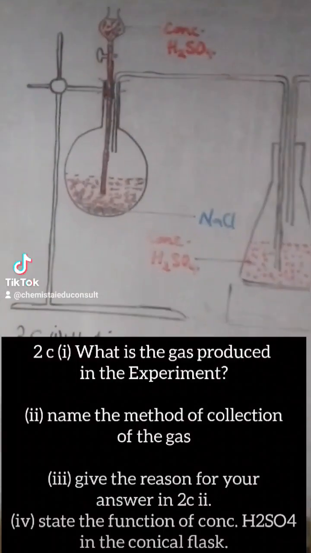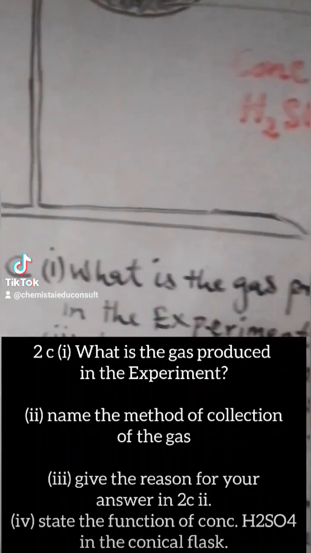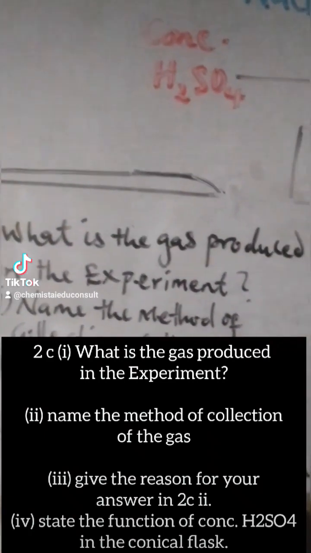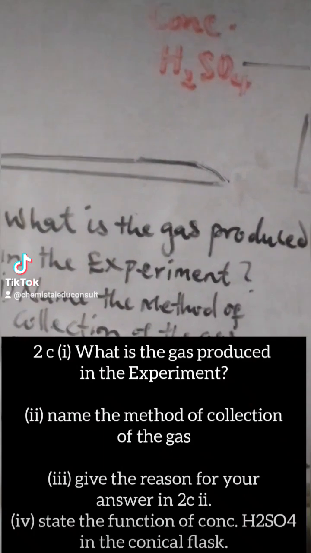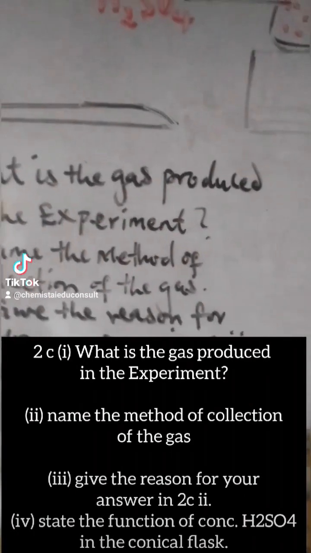The question says, 2Ci, what is the gas produced in the experiment? This experimental setup. II, name the method of collection of the gas. III, give the reason for your answer in II. And IV, state the function of the concentrated tetraoxosulfate 6 acid in the conical flask.